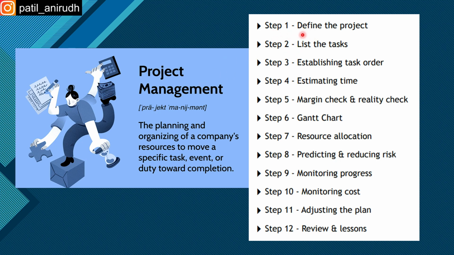Okay, so if you don't have the task itself, how can you proceed further, right? So the first step is define the project, and the second step is list the tasks. Okay, and the third step is establishing task order, like how you want to achieve or fulfill those tasks, that order. Then estimating time, like how much time you are going to dedicate to each task. Okay, and next is margin check and reality check. Okay, next is Gantt chart.